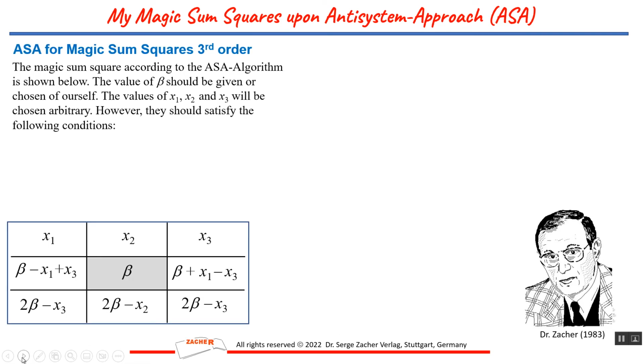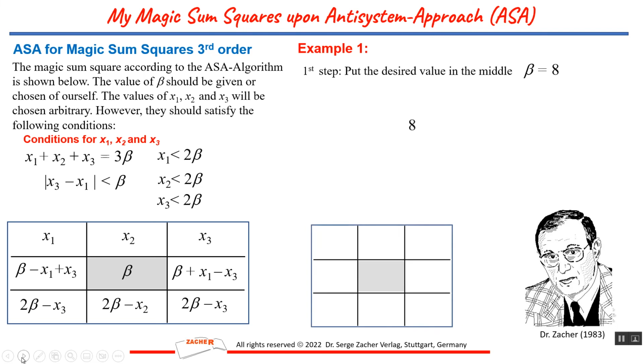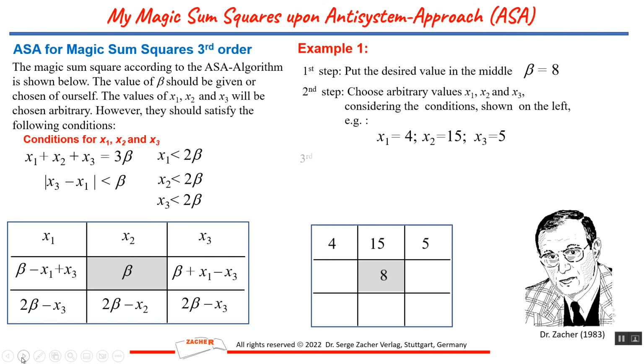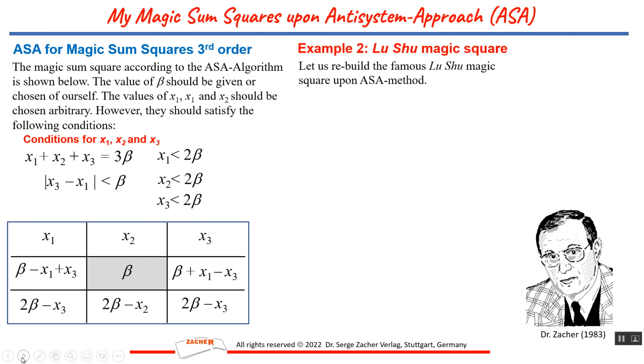The resulting magic sum square, according to the anti-system algorithm, is shown below. The value of beta should be given, or will be chosen arbitrarily. The values of x1, x2 and x3 will be chosen arbitrarily. However, they should satisfy the following conditions. Example 2. Let us rebuild the famous Lu-Shu magic square upon the anti-system method.